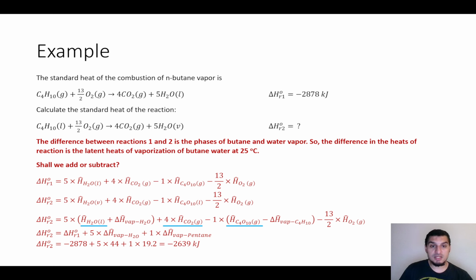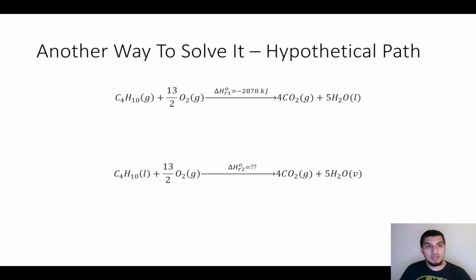There is another way, which I prefer because it's something we will use later, and something we said many times before: creating a hypothetical path. So if you want, we can say that we have butane plus oxygen go to carbon dioxide and liquid water. Here butane is gas, and we know the delta H here. And we have butane liquid plus oxygen to produce carbon dioxide and water vapor, but we don't know this heat of reaction.